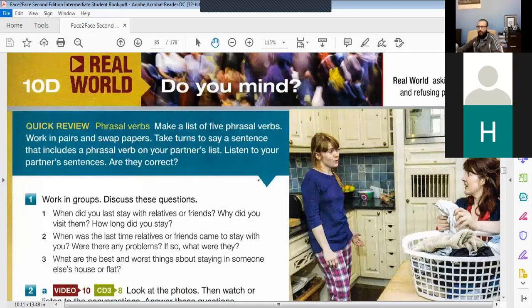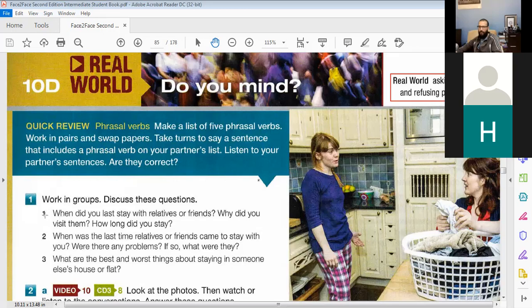So here it says asking for, giving, and refusing permission. This is an interesting topic. In this lesson, we're going to focus on how to ask for permission, how to give permission, and how to refuse permission. These are the 3 things we're going to talk about. But first of all, let's talk a little bit about some general questions.